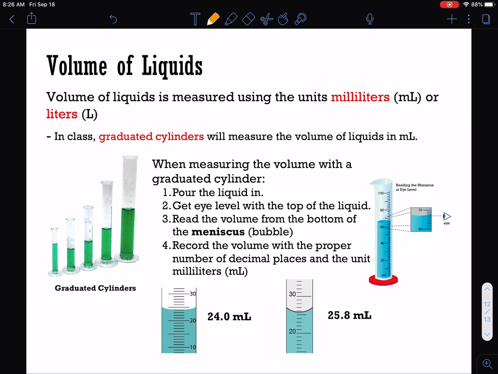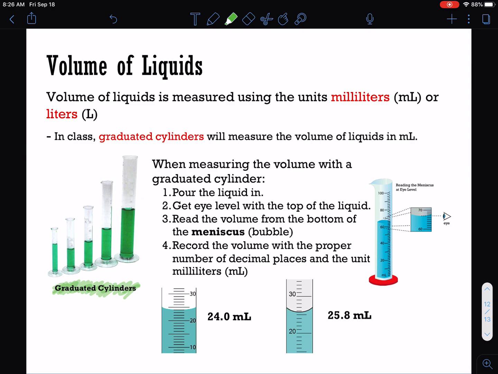Now liquids. Liquids are going to be measured using the unit milliliters or liters. And in this class, when you're measuring the volume of a liquid, you're going to be using a graduated cylinder. And as you can see, there are different sizes to the graduated cylinders, and you saw that earlier this year. But the graduated cylinder is what we're going to be using to measure the volume of liquids accurately and precisely in this class. We aren't using measuring cups. We're going to be using the graduated cylinders.